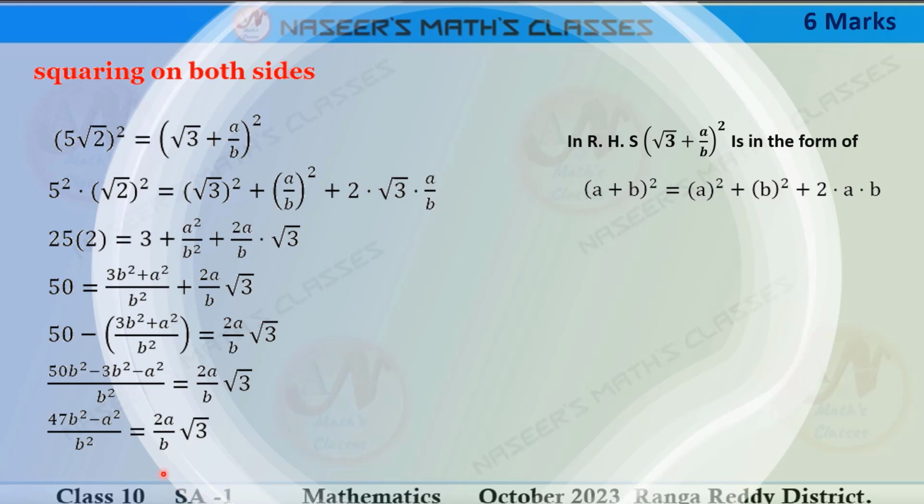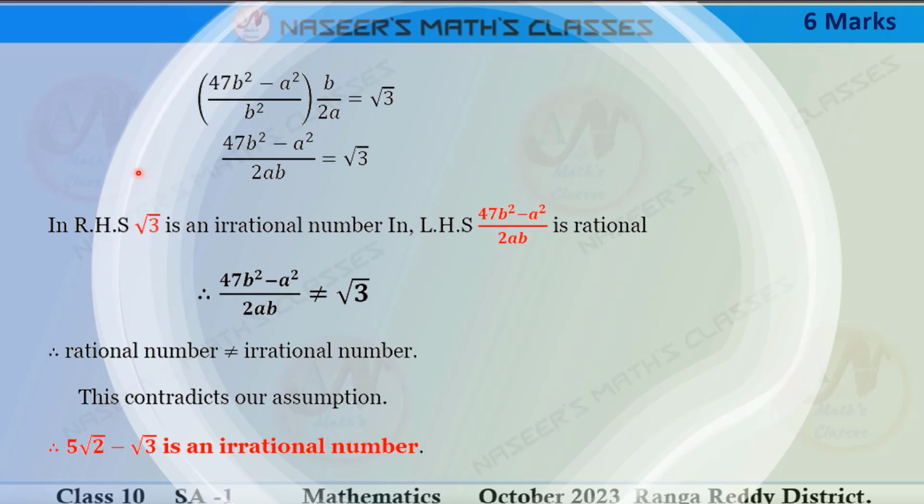Next we transpose 2a by b from RHS to LHS. Then after transposition we can write our equation as 47b square minus a square by b square into b by 2a is equal to root 3. Now we can cancel b and b. Then we can write it as 47b square minus a square by 2ab is equal to root 3.